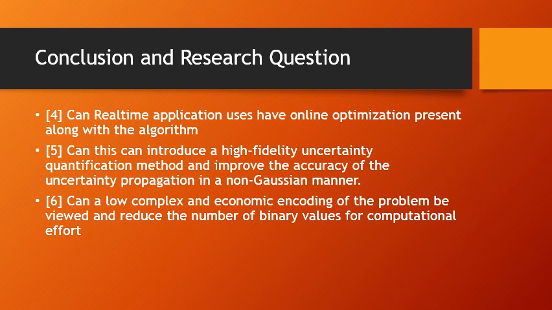Can a real-time application use online optimization along with the algorithm? Can this produce a high fidelity uncertainty quantification method and improve the accuracy of the uncertainty propagation in a non-Gaussian manner? Can a low complexity and economic encoding of the problem be found to reduce the number of binary values for computational effort?